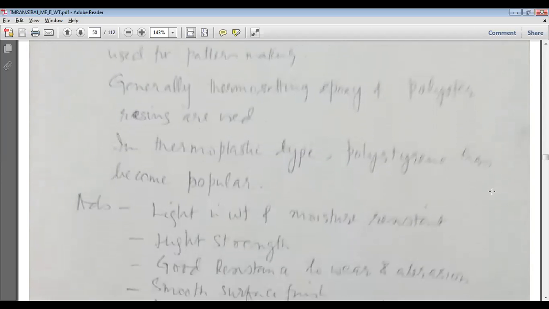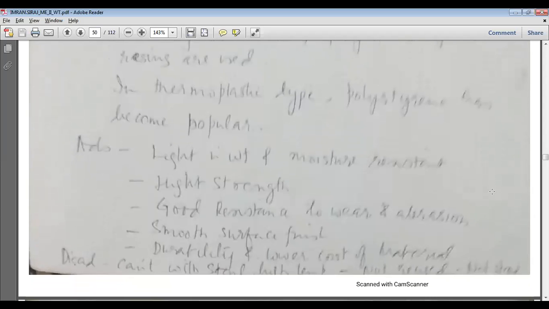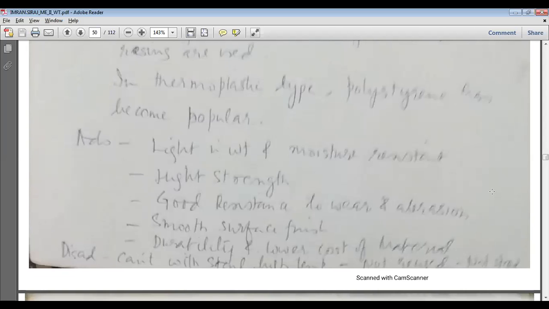Advantages: they are light in weight, moisture resistant, high in strength, with good resistance to wear and abrasion. Good smooth surface finish, durability, and lower cost of material. So these are the advantages of plastics over other materials. The disadvantages: they cannot withstand high temperature. Also, they cannot be reused, and they have less strength as compared to metals and wood. So these are the advantages and disadvantages of plastics.